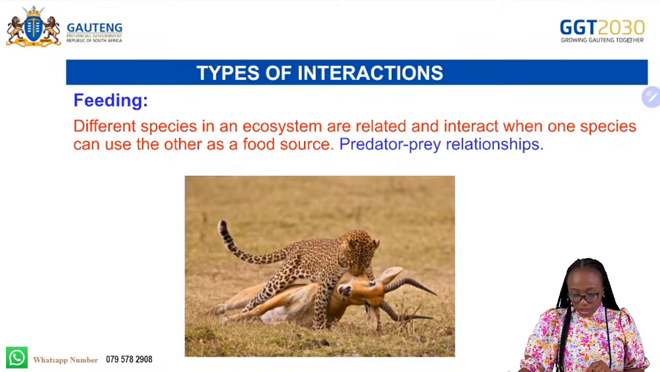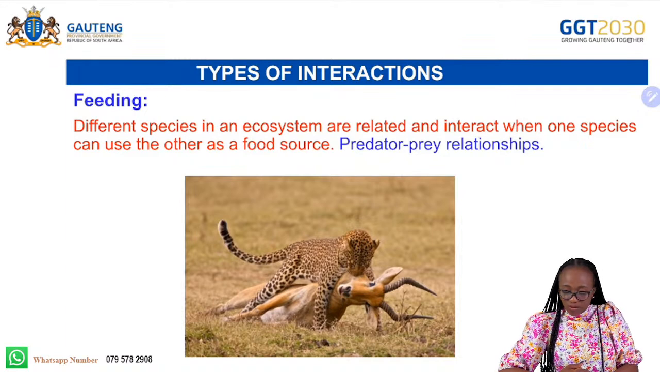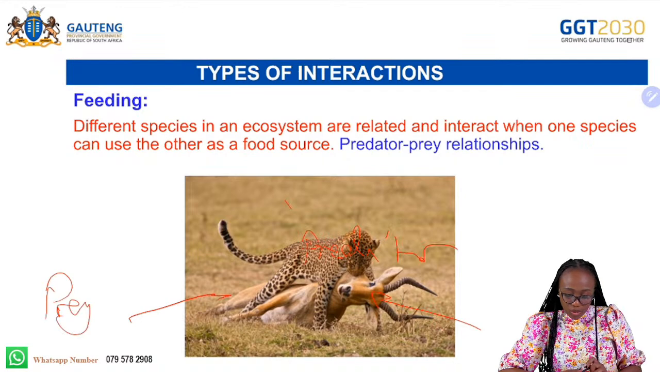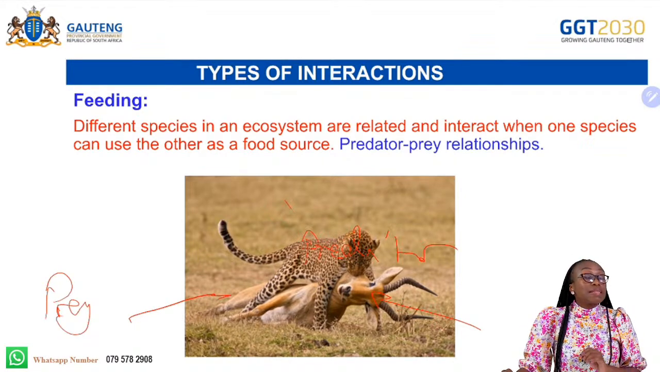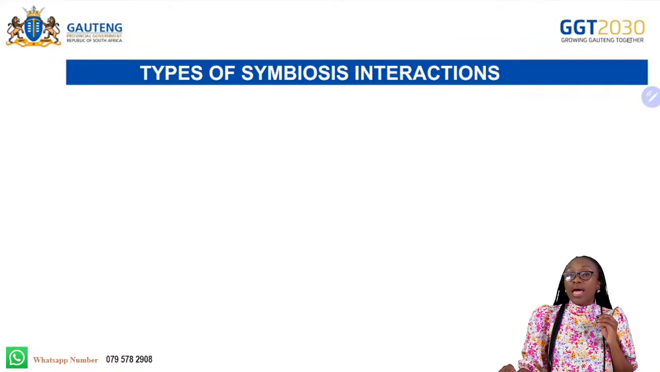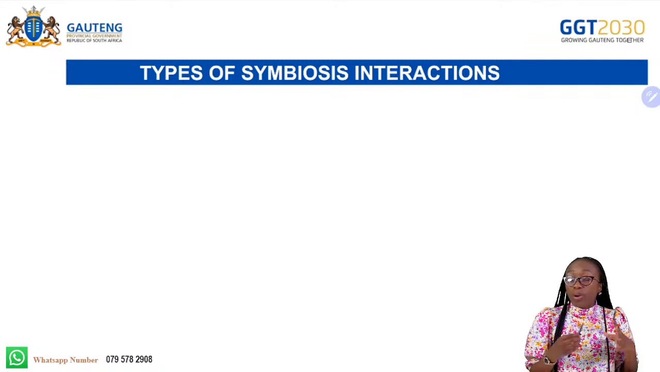I've got a leopard here, and an antelope of some sort. So this is the predator, and here is the prey. The antelope is the prey. That is a predator-prey relationship, because the leopard depends on the springbok, the antelope, the zebra for food.